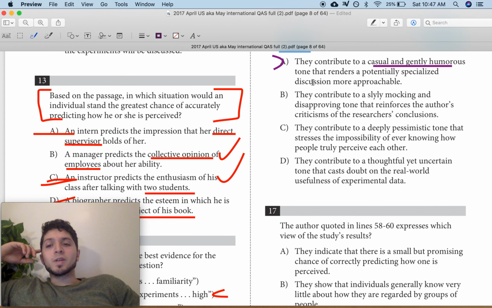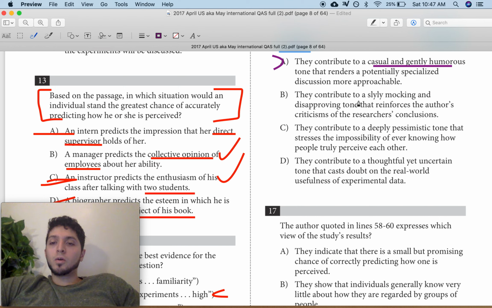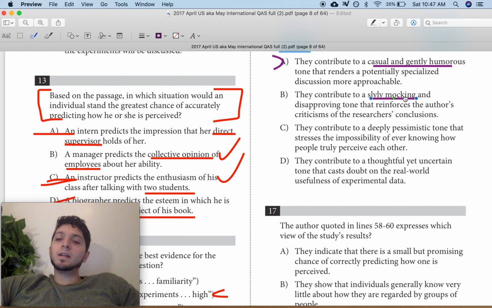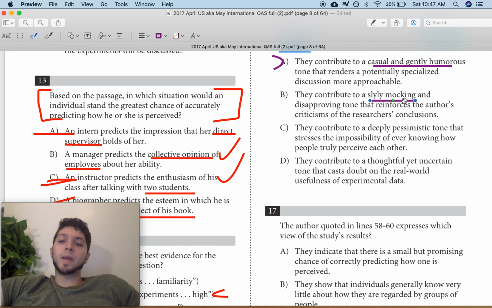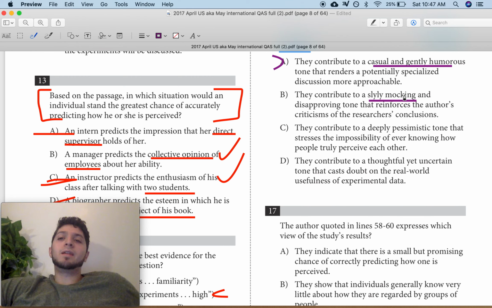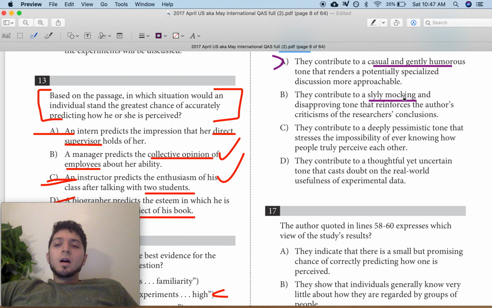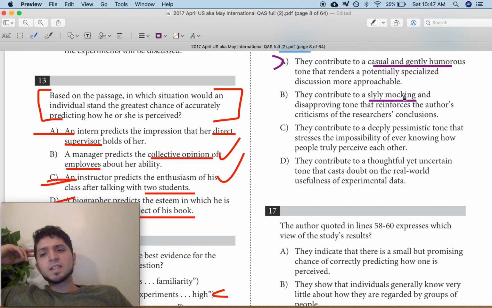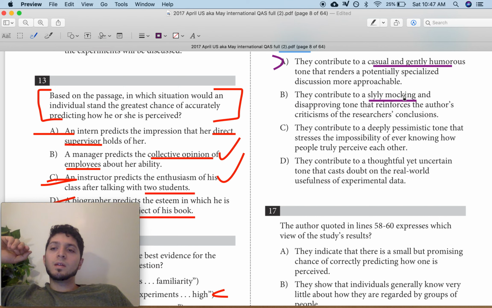B says they contribute to a slyly mocking and disapproving tone. This right here, slyly mocking, is kind of a negative characterization of the passage. And we should just pay attention to any time that a main character is being characterized negatively, or the passage itself is characterized as having a pretty negative opinion of something. So slyly mocking is one of those. I would say it's probably not a good one, because it doesn't seem to be mocking, and just because it's a negative view of the perspective of the passage, it's probably not right.